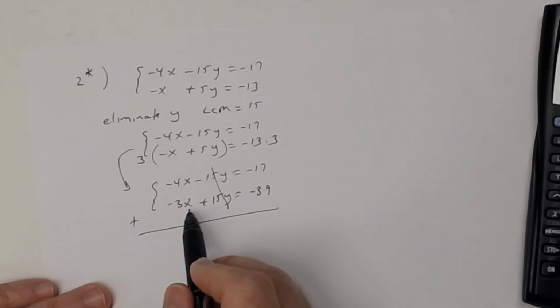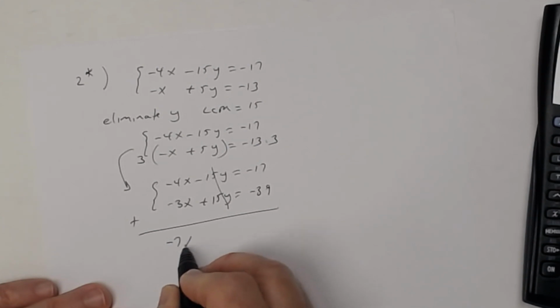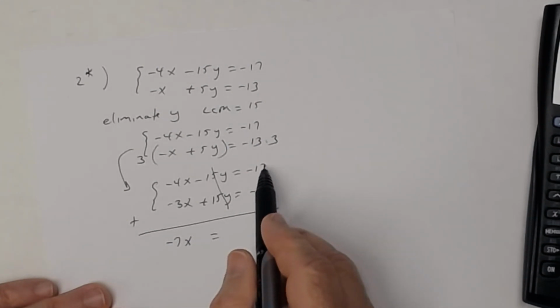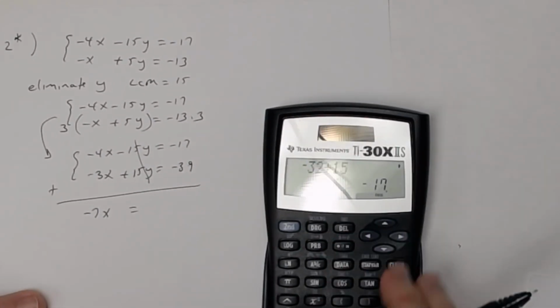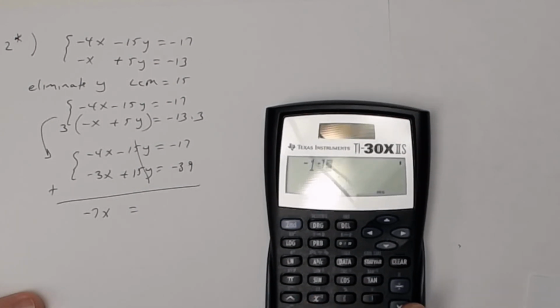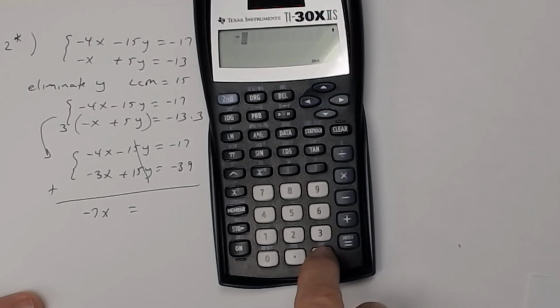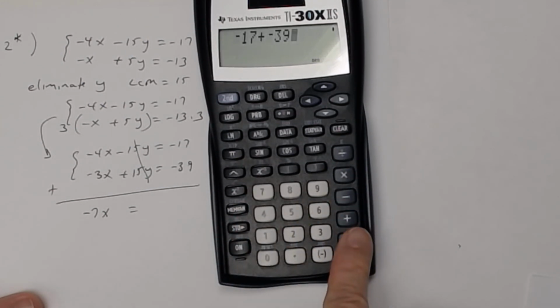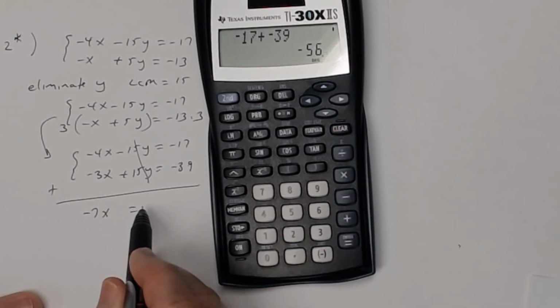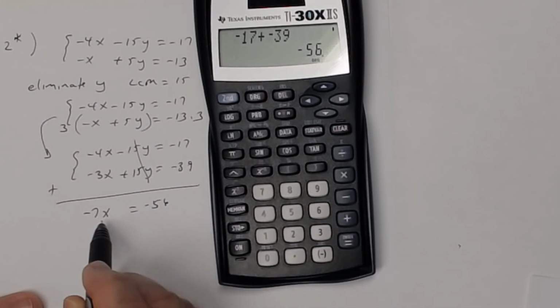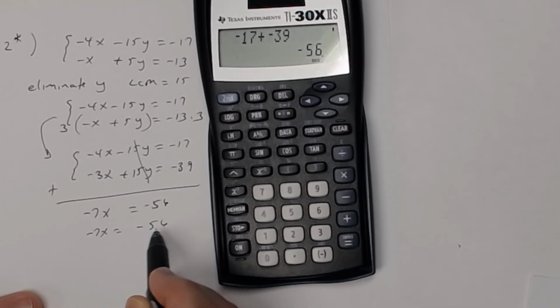Negative 4x and a negative 3x is a negative 7x equals negative 17 plus, use your calculator if you have to, negative 17 plus a negative 39 equals negative 56. So that's a negative 56. Then we got to solve for x, and I'm just going to rewrite this over. So I'm going to have to divide both sides by negative 7.